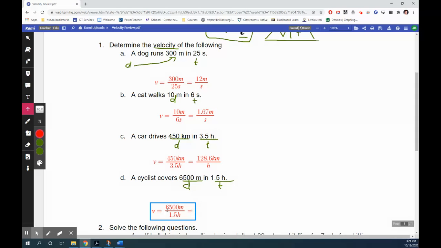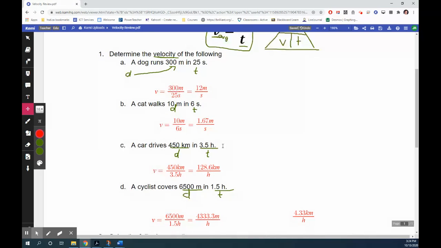and we get an answer of 6,500 divided by 1.5, 4,333.3 kilometers, or sorry, meters per hour. Okay, if you wanted to, you could convert this and say that this is actually 4.33 kilometers per hour. That's fine. That's an acceptable answer, a good answer. But both of these would be correct.